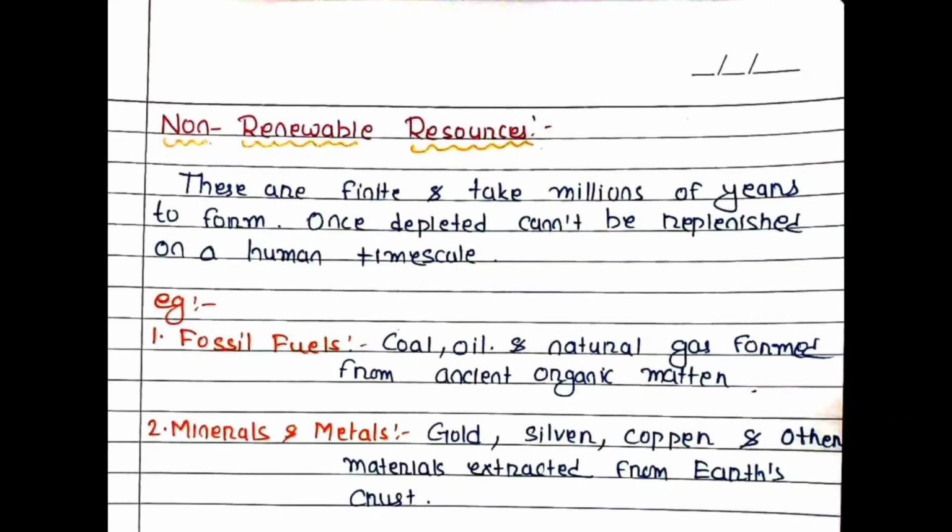These are finite and take millions of years to form. Once they are depleted, they cannot be replenished on a human time scale. So non-renewable resources are available in a limited amount. Now we will discuss the examples.